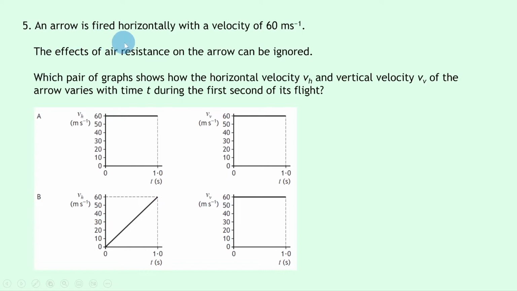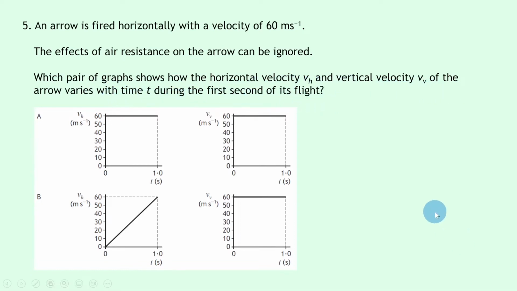Question 5 says an arrow is fired horizontally with a velocity of 60 meters per second. The effects of air resistance on the arrow can be ignored. Which pair of graphs shows how the horizontal velocity vh and vertical velocity vv of the arrow varies with time t during the first second of its flight?